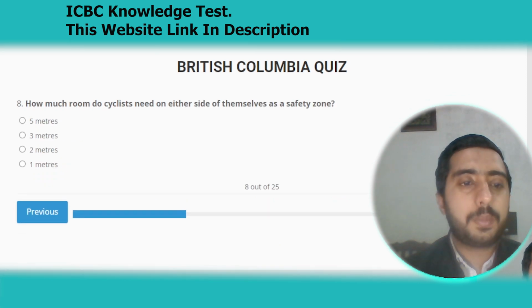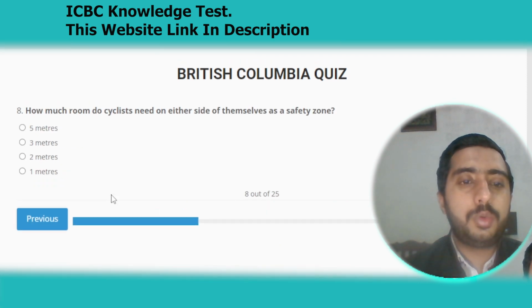Next question, question number 8. How much room do cyclists need on either side of themselves as a safety zone? The correct answer is 1 meter.